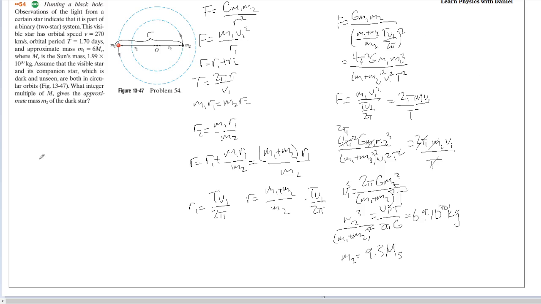I hope you learned something about two-star systems. The algebra is definitely very long, but once you get the hang of it, it's not that bad.